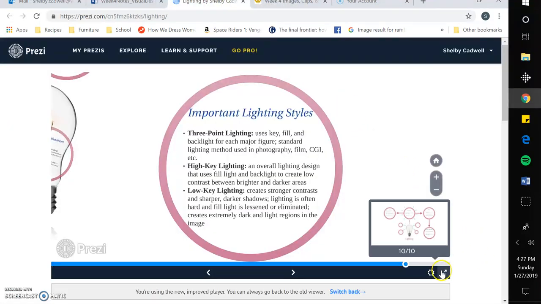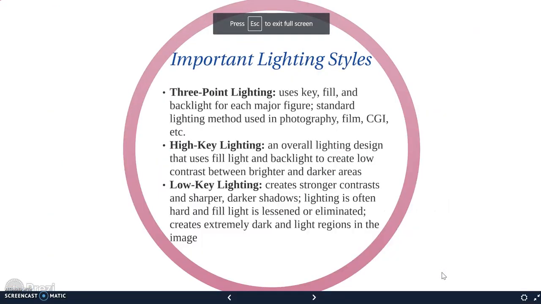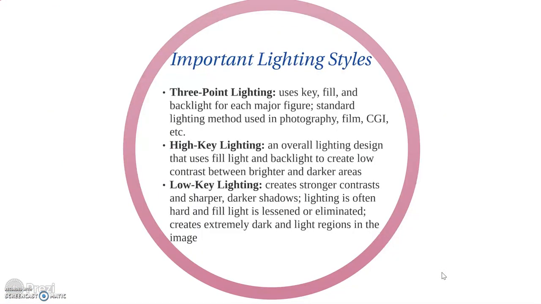So these are the three important lighting styles to keep in mind as we move forward in the class. 3-point lighting, which uses a key, a fill, and a backlight for each major figure. This is very even lighting. This would be an example of high key lighting. High key lighting meaning low contrast, minimal shadows, very kind of even and smoothly lit. And low key lighting meaning high contrast, sharp, dark shadows, hard lighting, minimal fill light, and very, very dark and very, very light regions in contrast to each other.